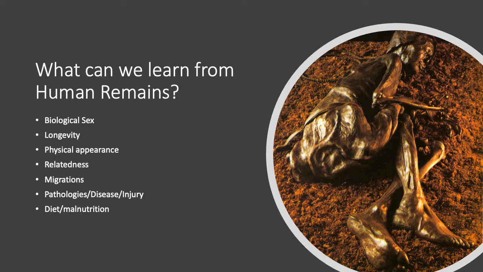First off, I think it's important to talk about what are the kinds of things that we can learn from human remains. And we'll be covering examples from a number of these today in the lecture. Biological sex is one of the things that you can learn. You can tell whether a skeleton or other portions of human remains are from men or women. You can look at issues of longevity. How long do people live? What's the average age of death? What is the nature of aging in different ancient societies?